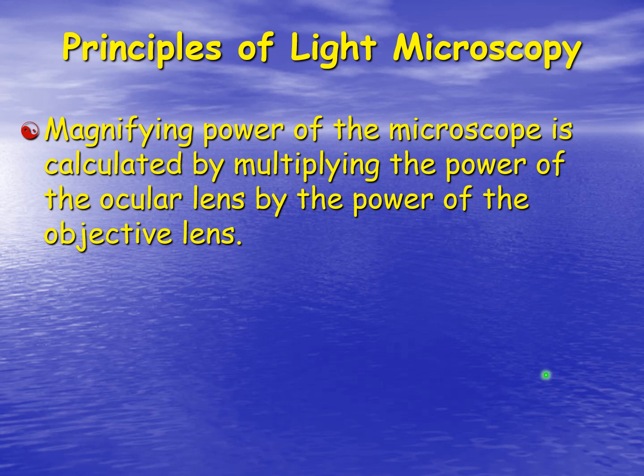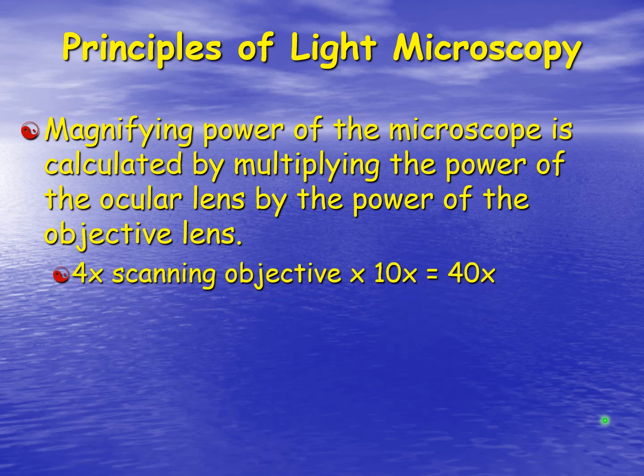The magnification power of the microscope is calculated by multiplying the power of the ocular lenses, which is always set at 10x, by the power of the objective lenses. So on our microscopes, we have the scanning objective, which by itself only offers a 4x magnification. So if we multiply 10x times the objective magnification of 4x, that's 40x total magnification.